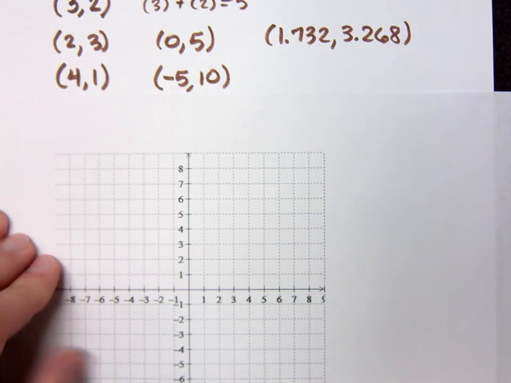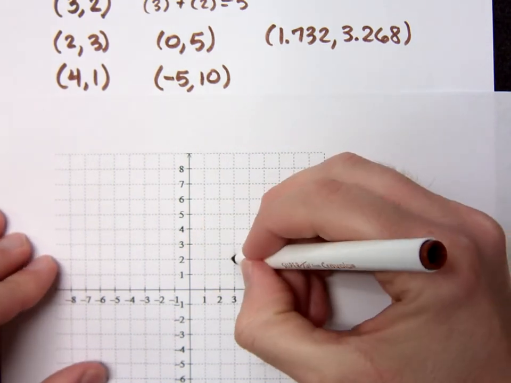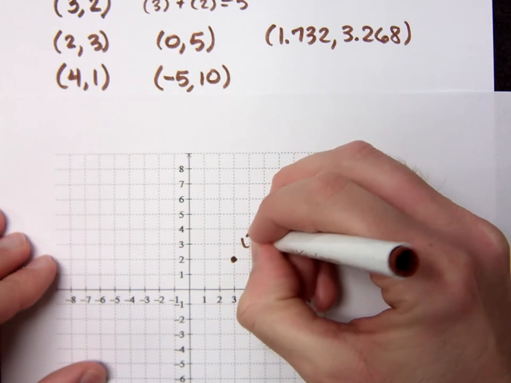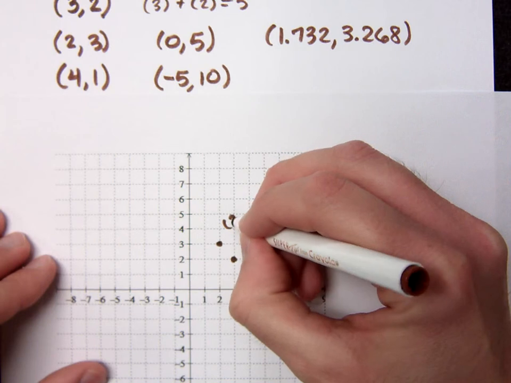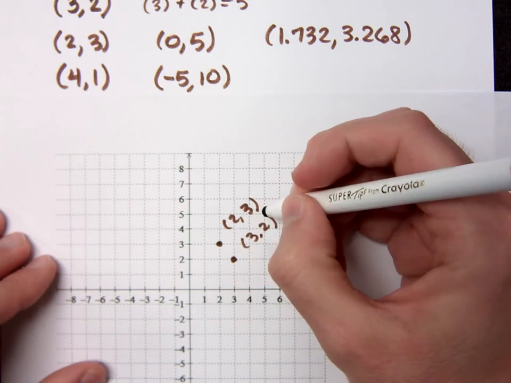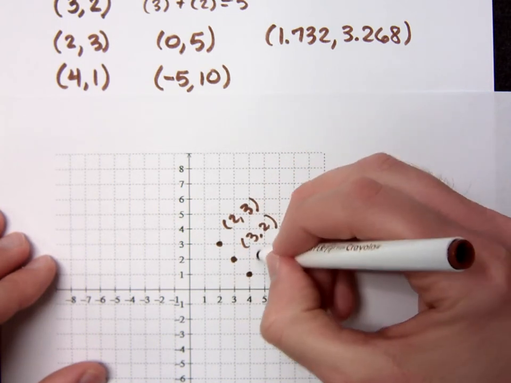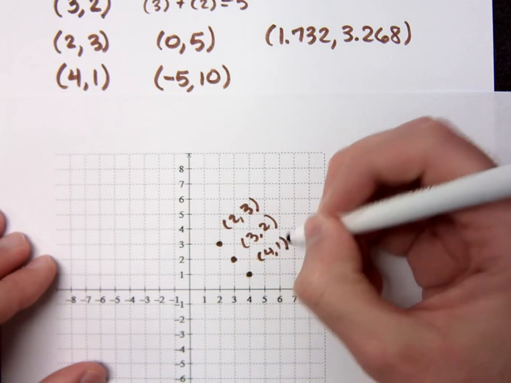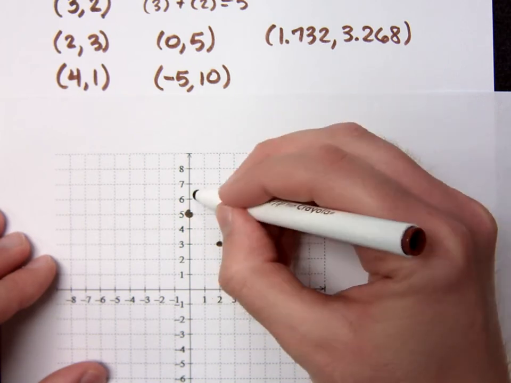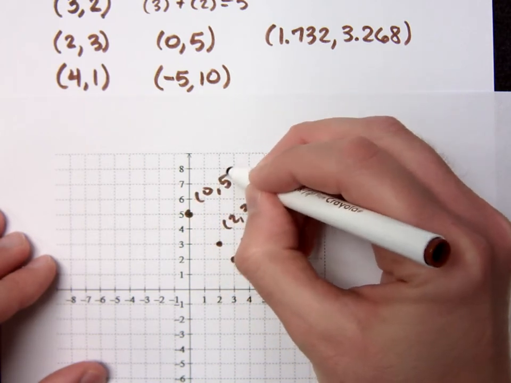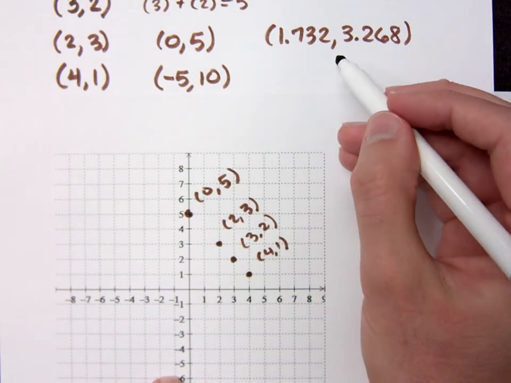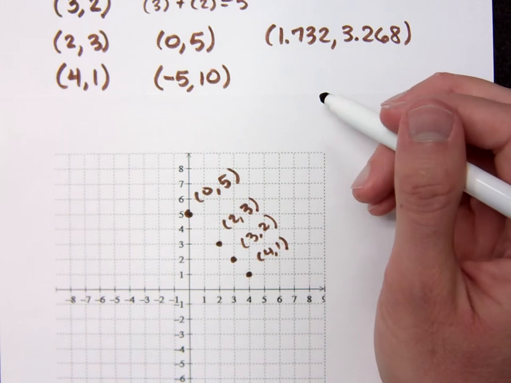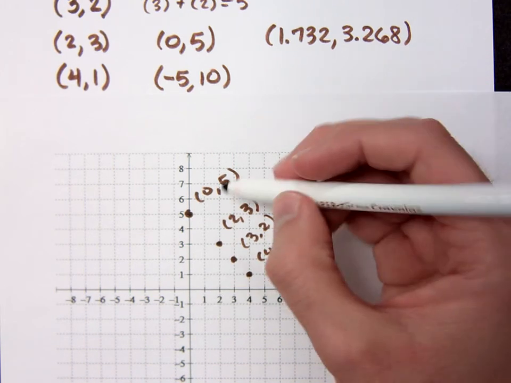Let's see. The ordered pair 3, 2 is right here. The ordered pair 2, 3 is right here. 4, 1. And I even have 0, 5. I'm not even going to worry about writing the decimal one here.